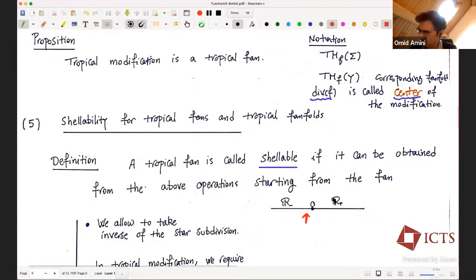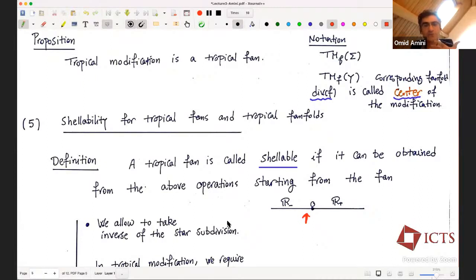So what is this fan? This is the fan which has full support in R, actually the unique fan which has full support in R, which consists of 3 cones: the cone 0, the cone R plus, and the cone R minus. So you start with this fan. How can you produce a new fan? You take the product of this with itself. It gives you a fan of dimension 2.